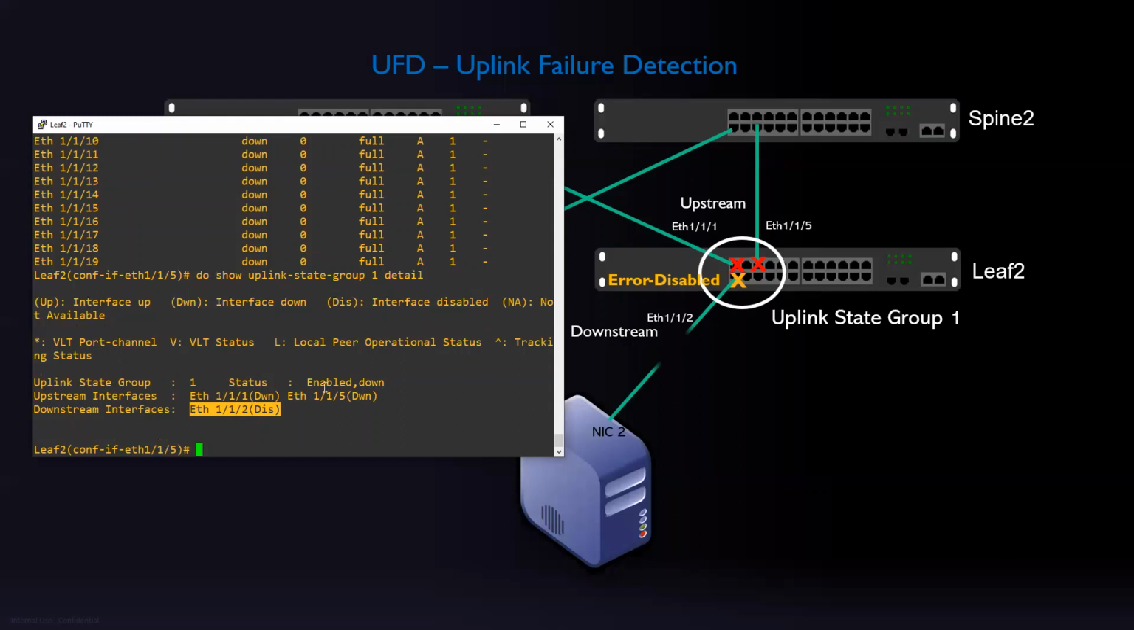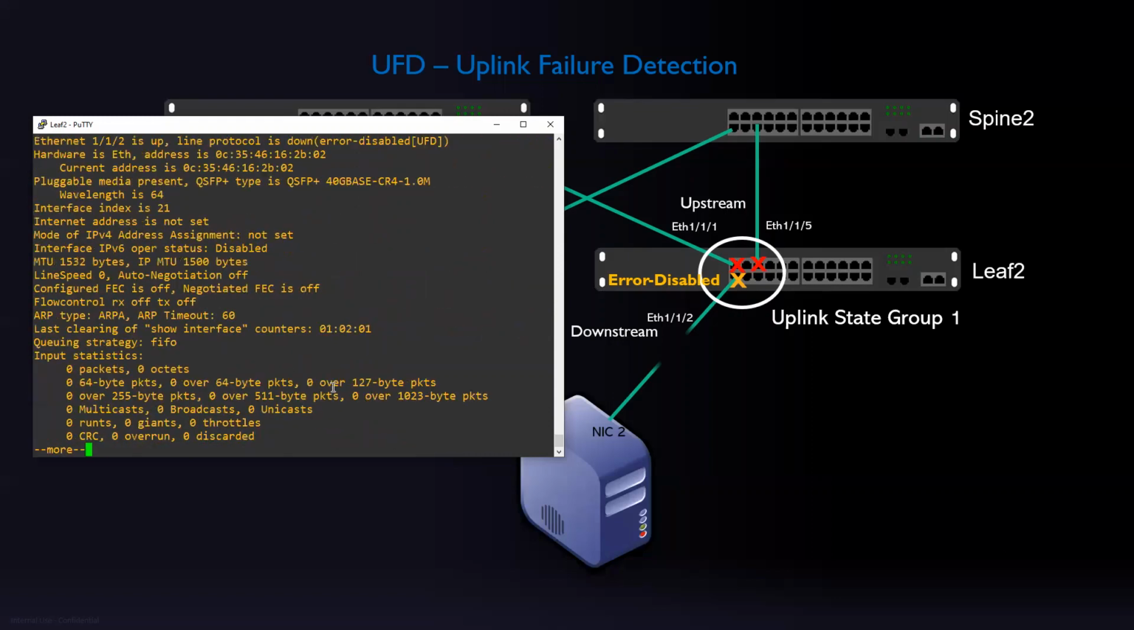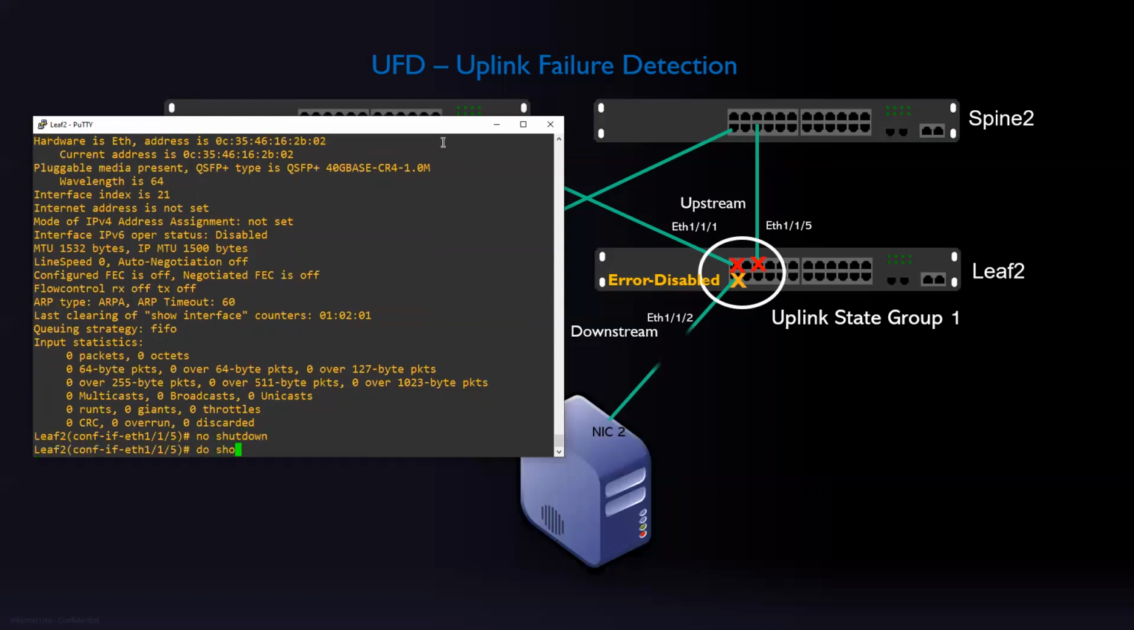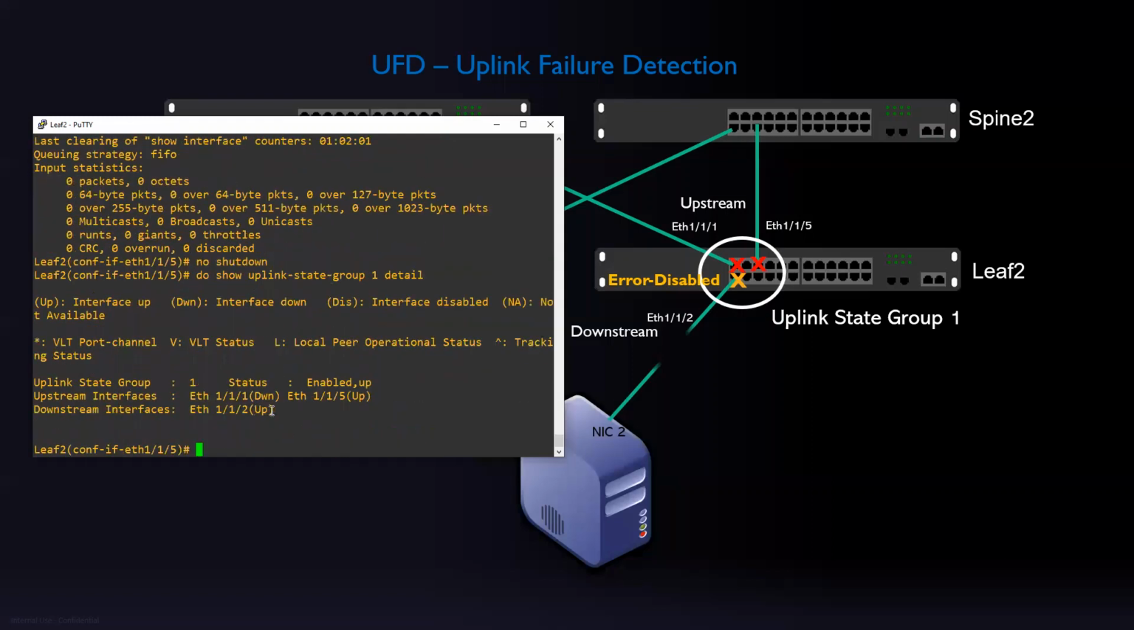Now, I can check the status of this interface as well to see why it got disabled. I can run show interface Ethernet 1/1/2. What we see tells me that port number 2 has line protocol down right now, and it's error disabled by UFD. Now I will bring up one of the links by issuing no shutdown. When I bring up one of the links, I should expect my downstream connection to be automatically recovered. And this is about uplink failure detection on DellEMC OS10.